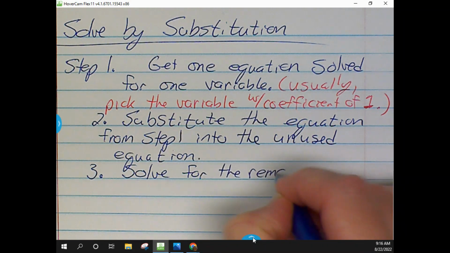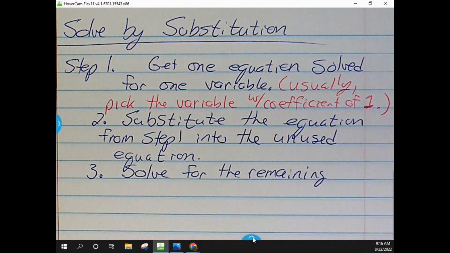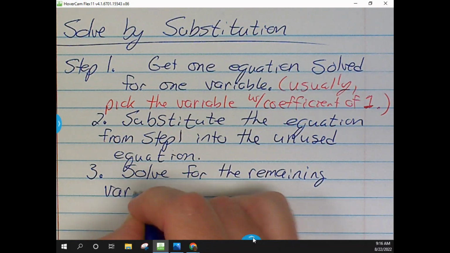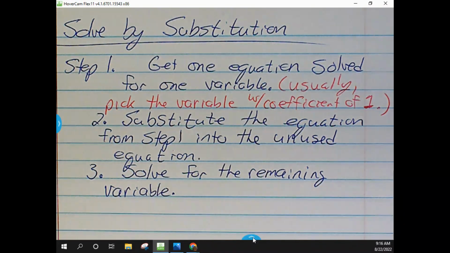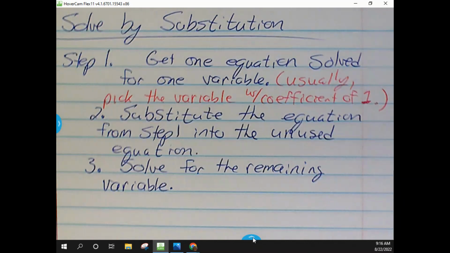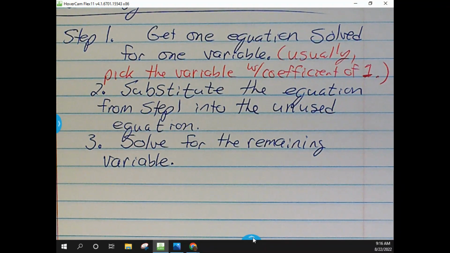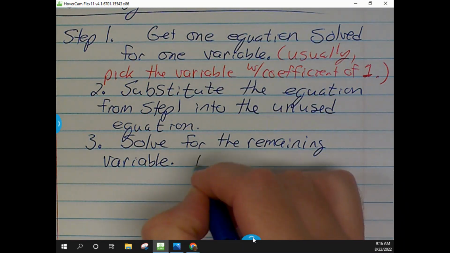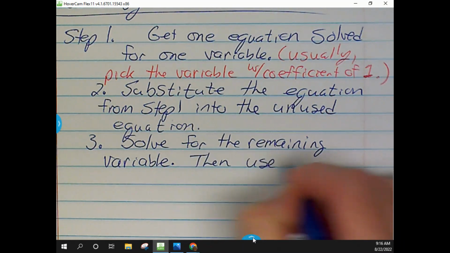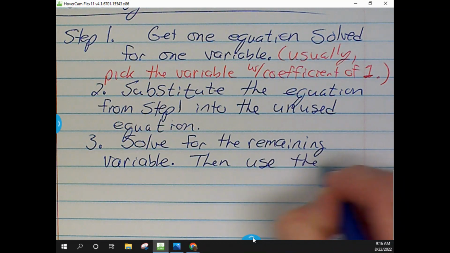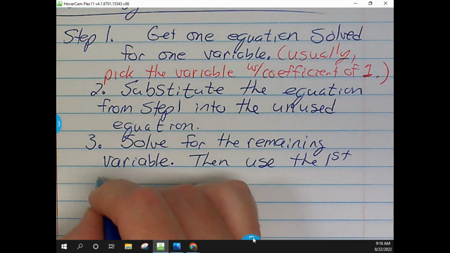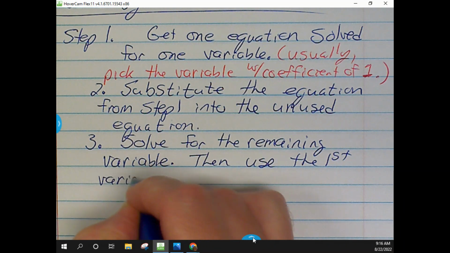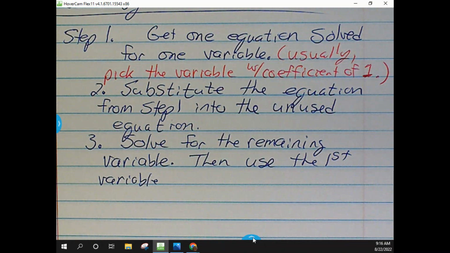Okay, if you do that, you should only have one variable left, so you're going to solve for the remaining variable. Whether that's X or Y doesn't really matter, kind of like we did last time. You find out what that value is, and then you're going to plug that back in. Then you're going to do like we did before: use that first variable value to find the second variable.